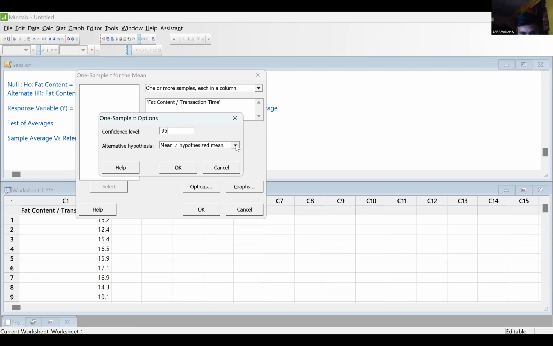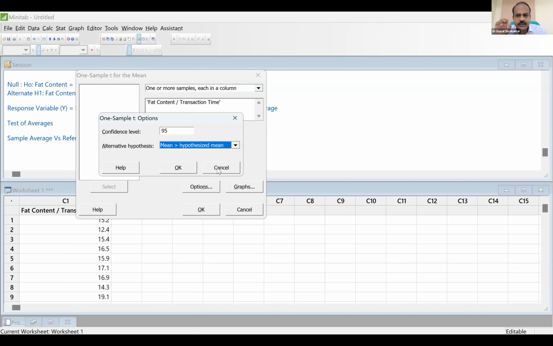What is your alternate? You want to conduct a right-tailed or a two-tailed? Tell me, what did we define? We are interested in checking right-tailed only, isn't it? Whether our mean is higher than the specification, because higher fat content I don't want. I want the fat content to be 15 or below, but higher value is the problem. So I keep it right-tailed. That means my test is a one-tailed test.